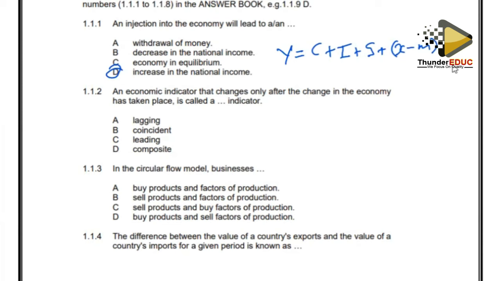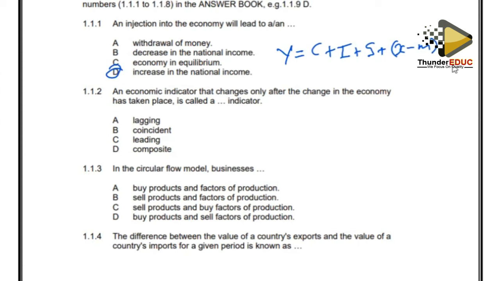So when we talk of an indicator, whether in economics or any other discipline, we refer to a sign. So an indicator is a sign that shows where an economy is heading. Okay, right. So now I am going to explain all these indicators. Let's talk of the lagging indicator. The lagging indicator is the indicator that changes after the economy has already changed.